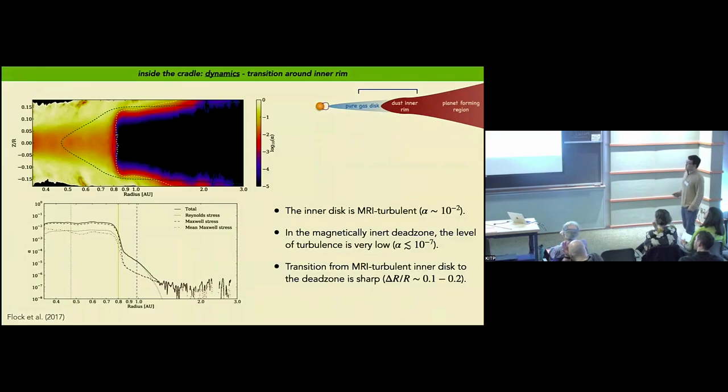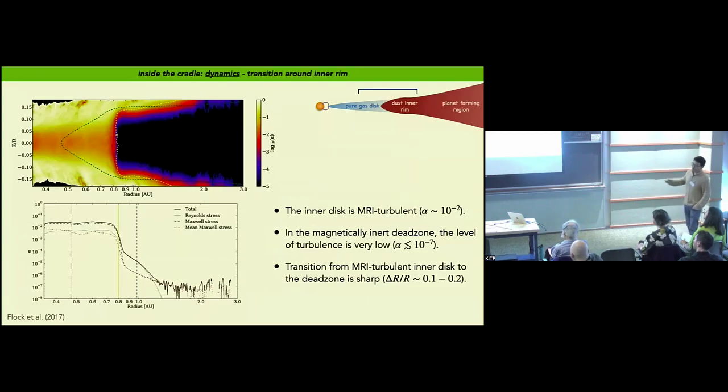One thing that I think is very important here is that the inner disk is MRI turbulent, which is consistent with what Jaehan's simulation tells you, right? So we show that this part is MRI turbulent, and what I'm showing here is the turbulence stress, or alpha parameter, and it's about 0.01 to 0.1, right? So it's MRI turbulent.